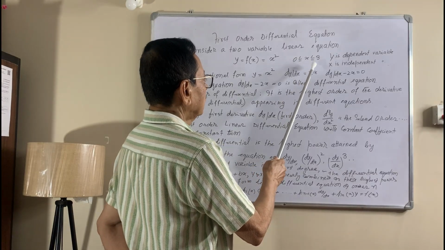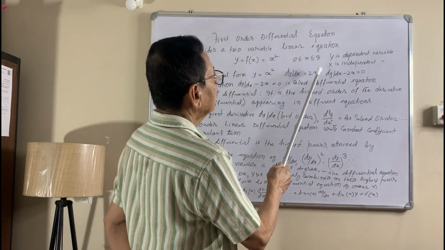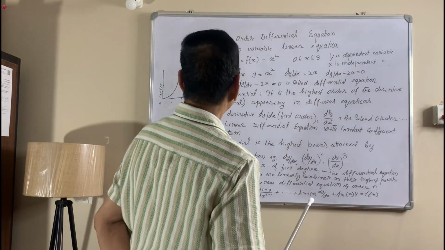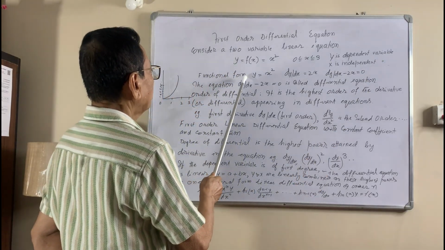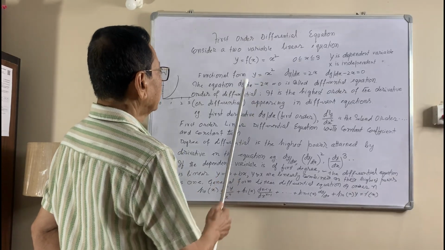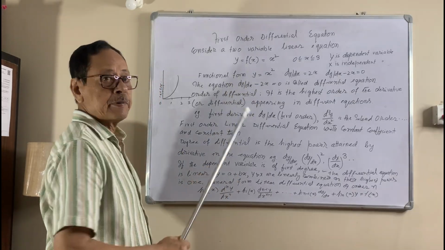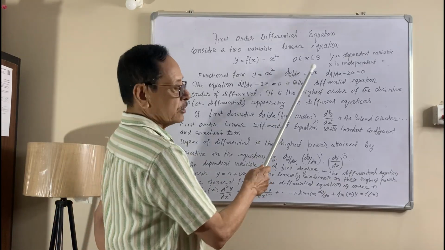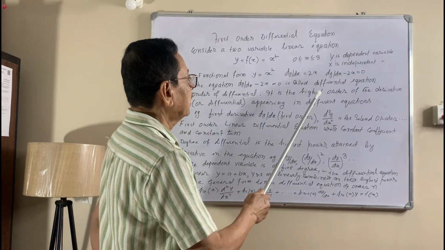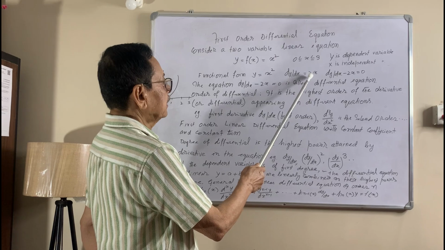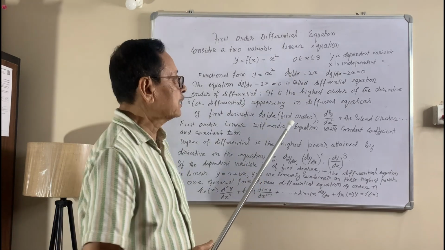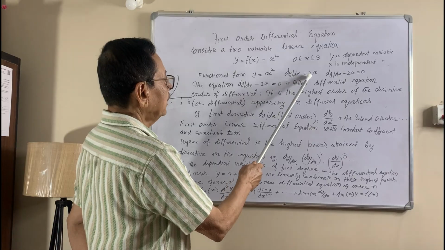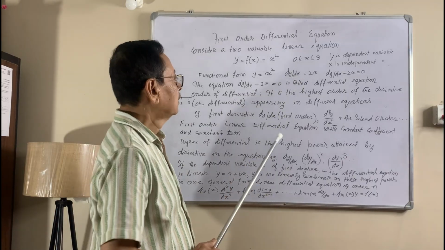And the value of x ranges between 0 and 3. So y is the dependent variable, x is the independent variable. So the functional form is y is equal to x squared. Now if we take the first derivative of this, dy by dx is equal to 2x. We have already covered in the differentiation chapter that dy by dx here will be 2x.